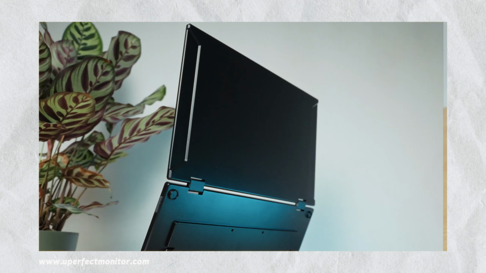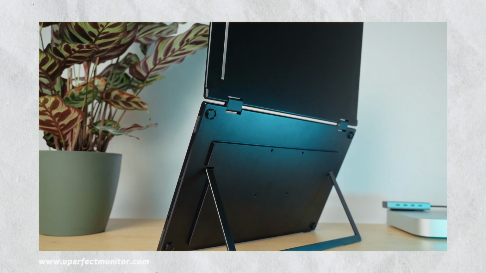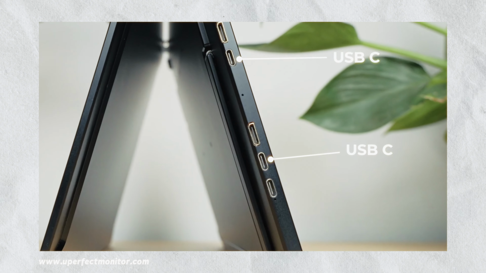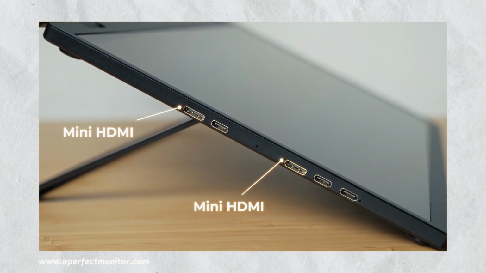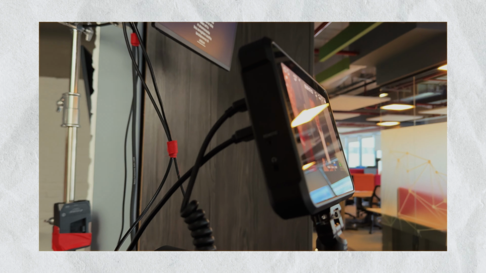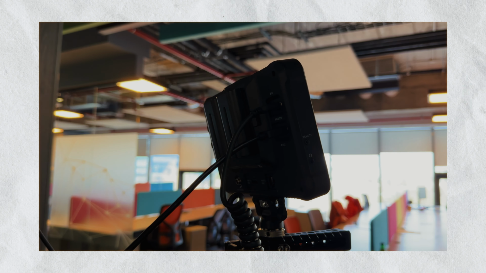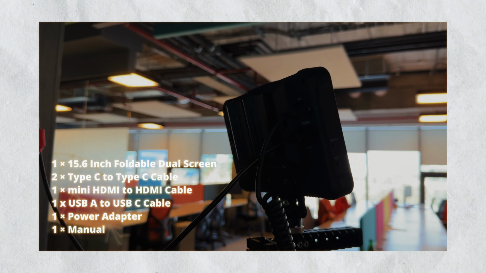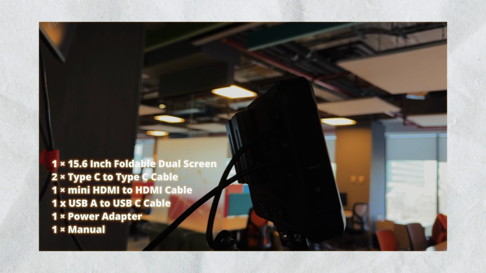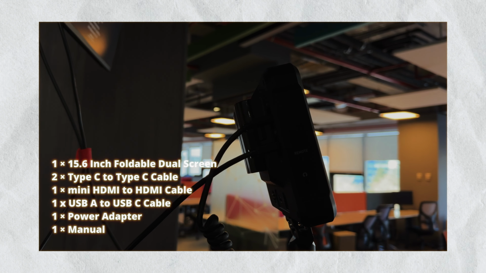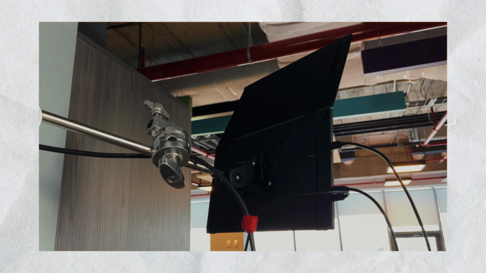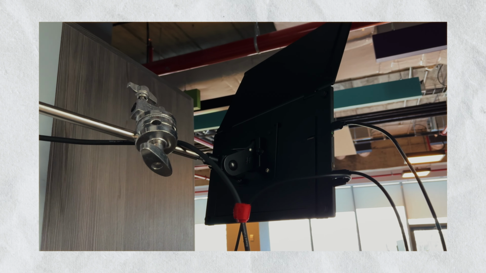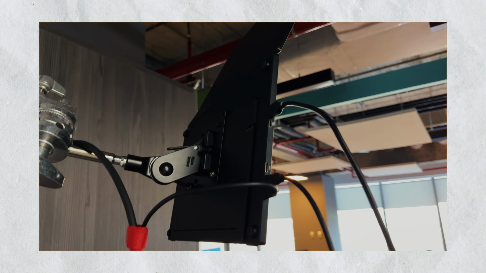The monitor comes with all the cables you can think of, normal HDMI to micro HDMI, USB-C to USB-A, to power the monitors, connect them to phones, laptops, and cameras that have full HDMI ports, such as the 6K Pro. So what you get is one 15.6 foldable dual screen, two Type-C to Type-C cables, one mini HDMI to HDMI cable, one USB-A to USB-C cable. On the website, they say you get one power adapter. My monitor didn't come with a power adapter.